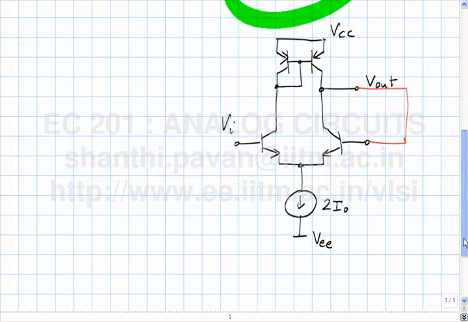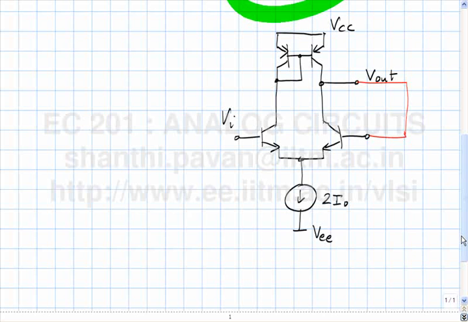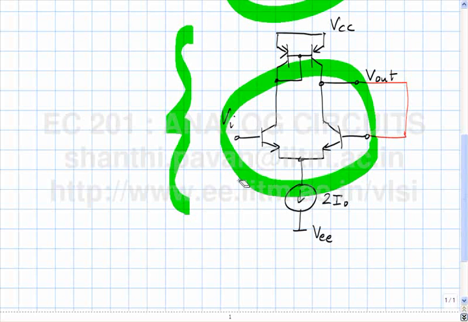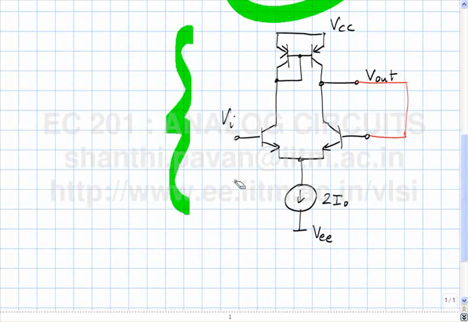What can we say about the gain now? What is the incremental gain here? The betas of the transistors are all infinity. The output impedance of the PNP transistor is 0. We get for the incremental gain of the amplifier in the open loop without this connection. What was Vo by Vi? No, from here to here. How did we define gain last time?